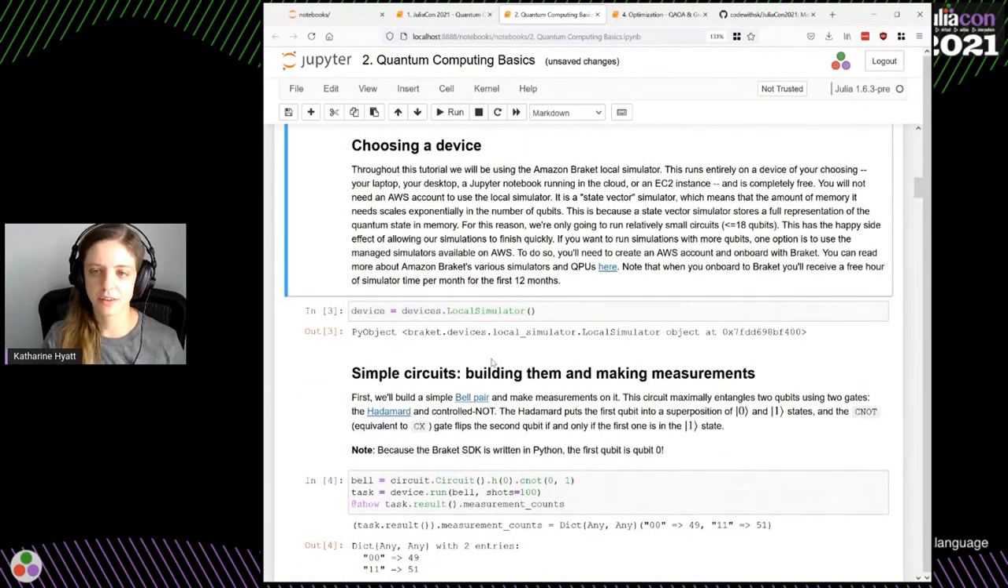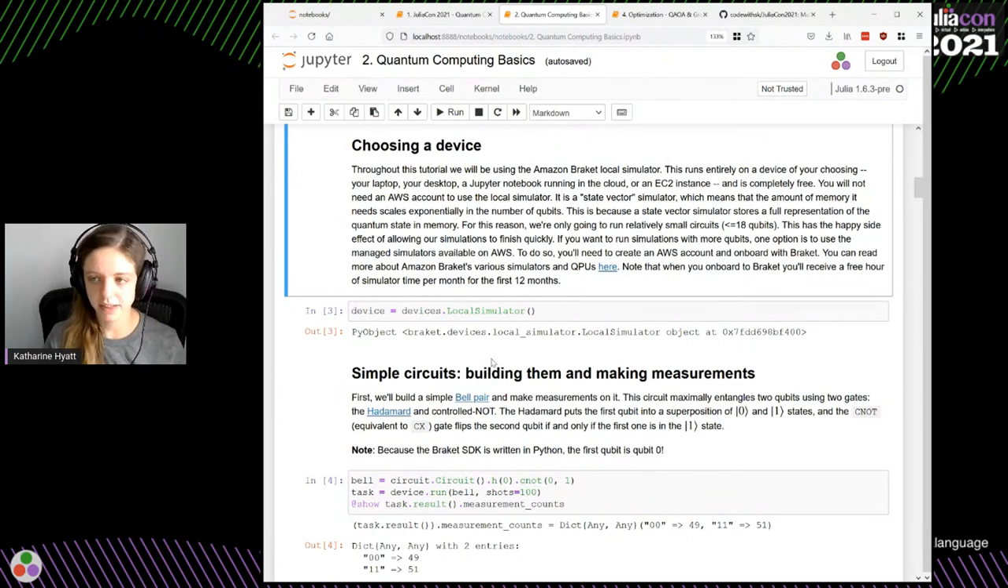And so, like I mentioned, throughout this tutorial, we're going to be using the Braket local simulator. And this runs entirely on a computer that you control. So for example, that could be your laptop or a desktop, or some Jupyter notebook that runs in the cloud, or an EC2 instance, or even a Raspberry Pi, although I wouldn't recommend running it on a Raspberry Pi. Using this simulator is 100% free, so you will never need an AWS account to use it.